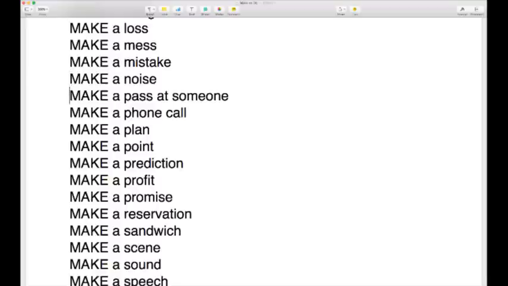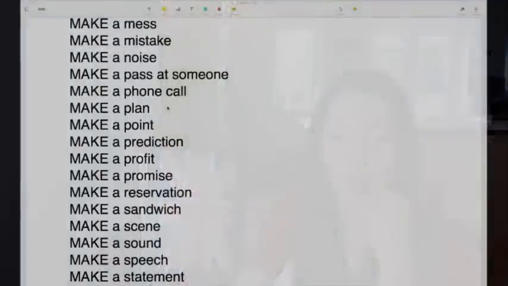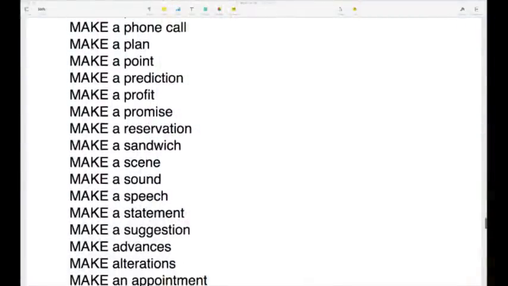Make a noise. Make a pass at someone. To make a pass at someone is to try to woo them. So if you fancy someone, if you really like them, you find them attractive in a sexual way, then you might make a pass at them. And that's like going over to them and being like, hey, can I have your number? Then that's to make a pass at someone, to try to chat someone up. To make a phone call.